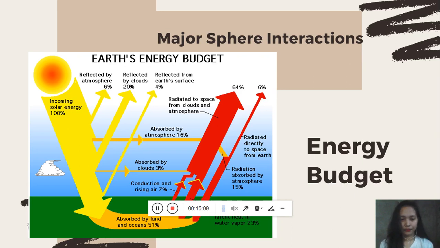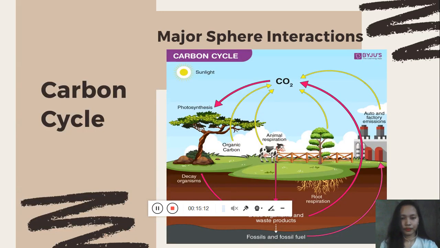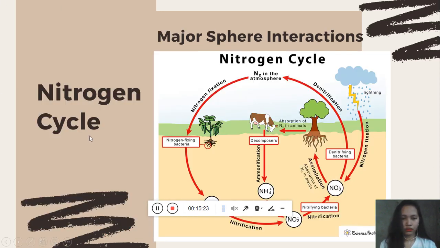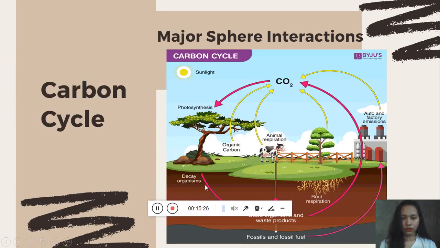Next, we have the carbon cycle. This is a series of processes by which carbon compounds are interconverted in the environment, involving the incorporation of carbon dioxide into living tissue by photosynthesis and its return to the atmosphere through respiration, the decay of dead organisms, and the burning of fossil fuel.